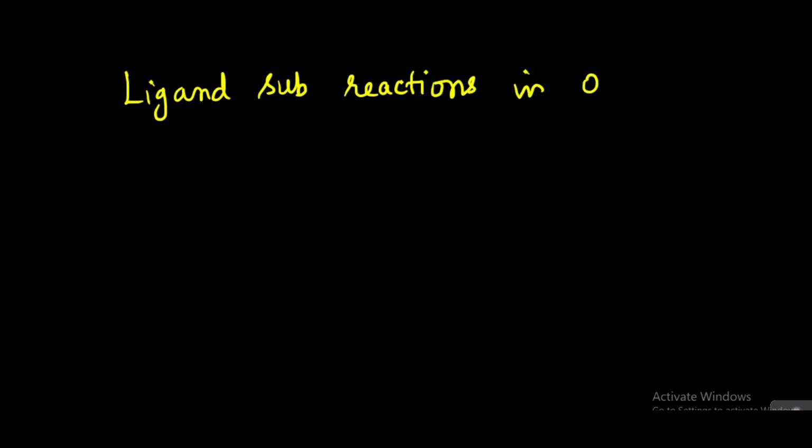In this video, we are going to discuss the ligand substitution reactions in octahedral complexes. These ligand substitution reactions are mainly classified into SN1, SN2 and SN1CB. First, let us start with the SN1 reactions.